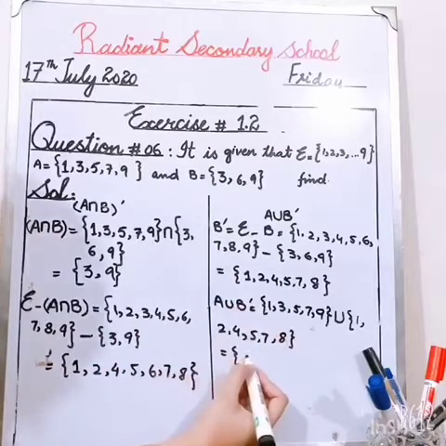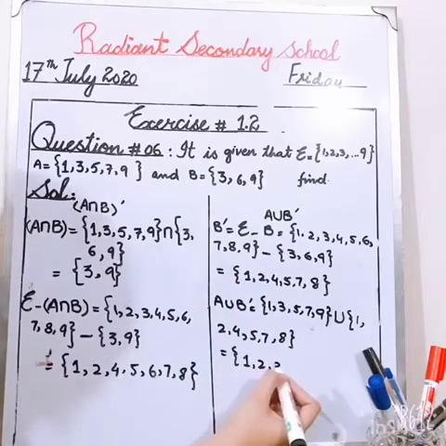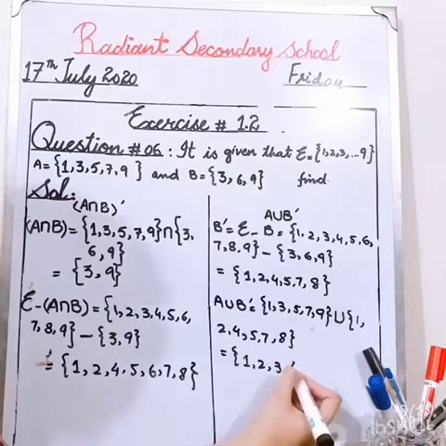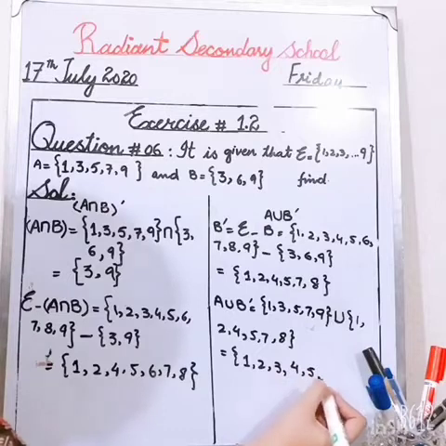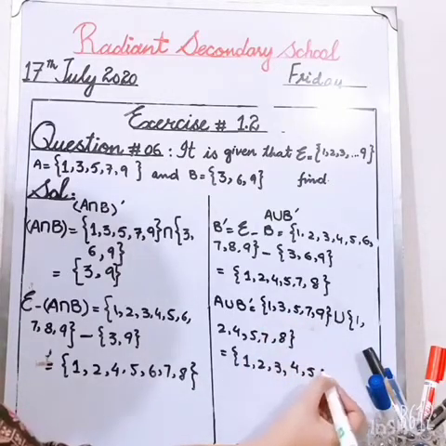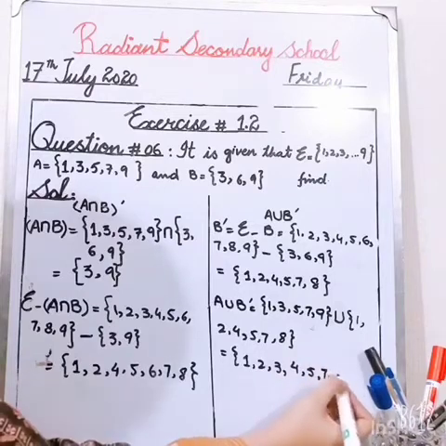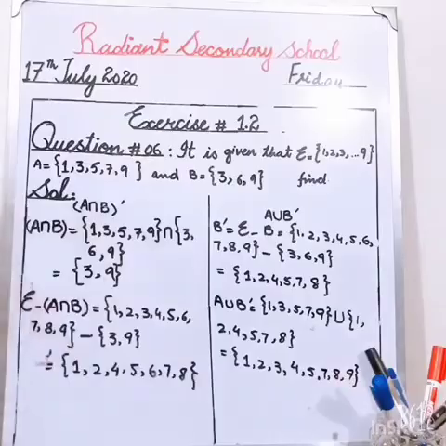So the union will be 1, 2, 3, 4, 5, 6 is not in the both the sets, so we will not write it. 7, 8 and 9. So this is our answer.